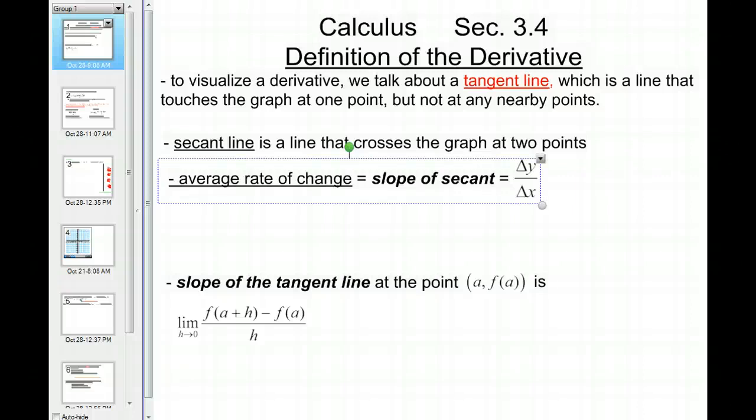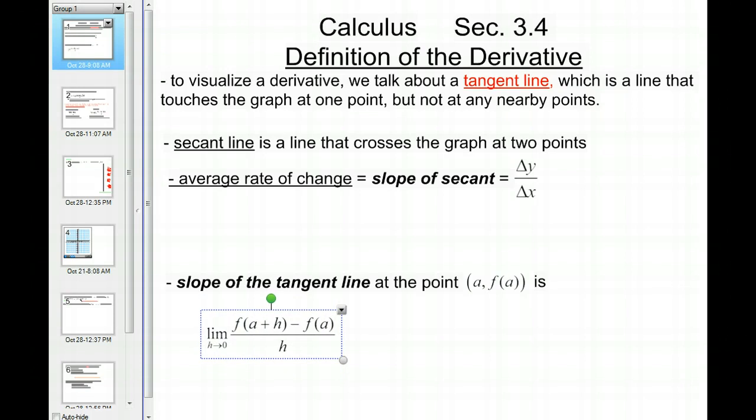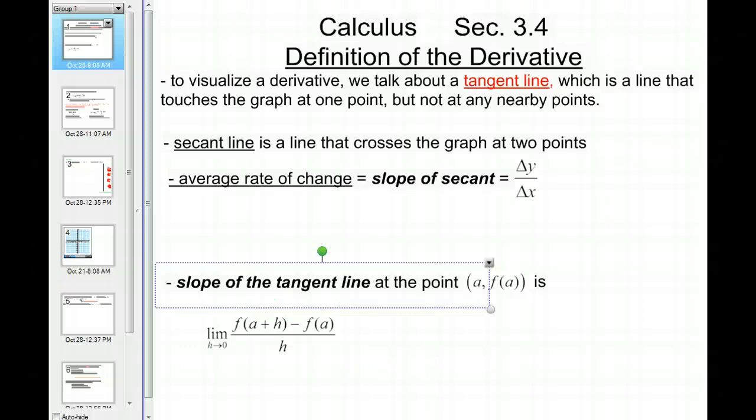The instantaneous rate of change, that was this equation right here. The limit as h approaches 0. So it was the slope between 2 points, but we brought those 2 points close together with that limit. That was the slope of the instantaneous rate of change. But, like I just said, that's going to be the slope of the tangent line.